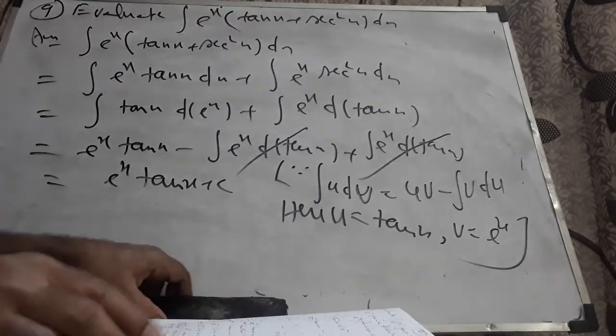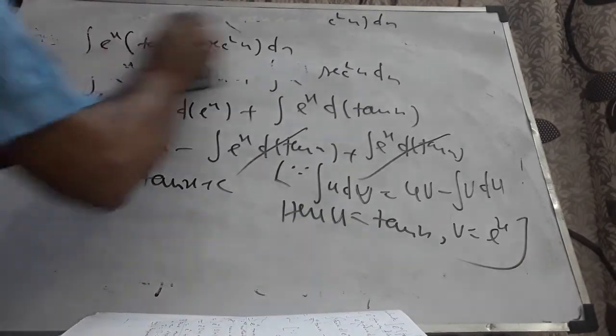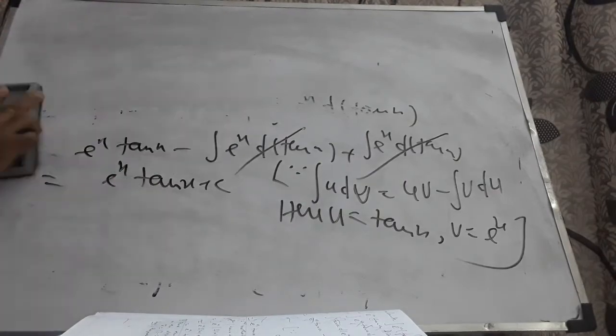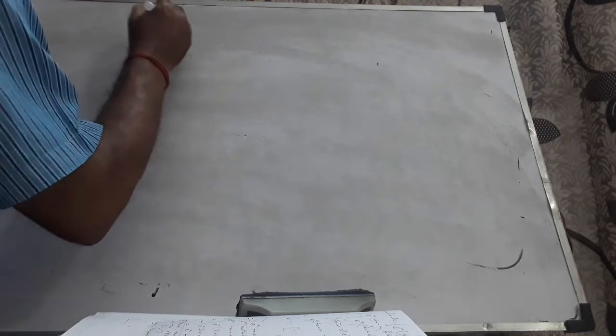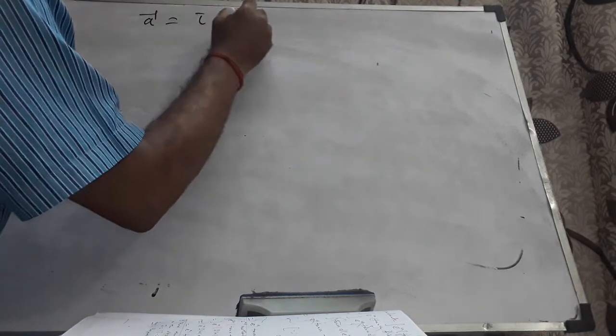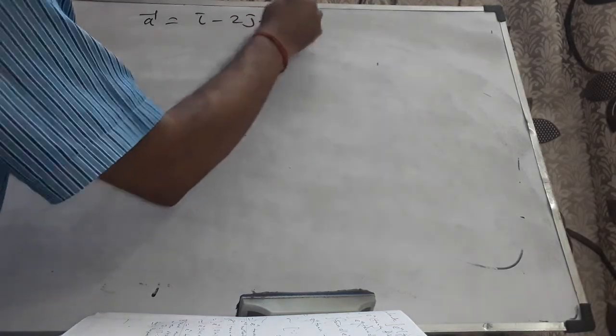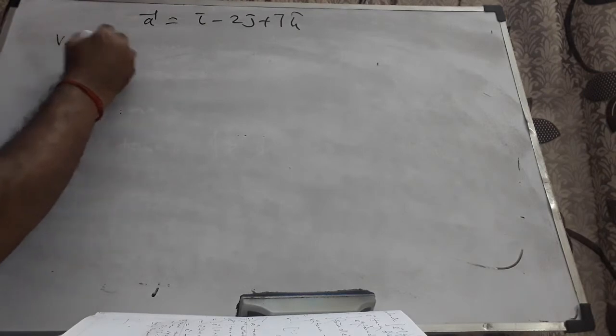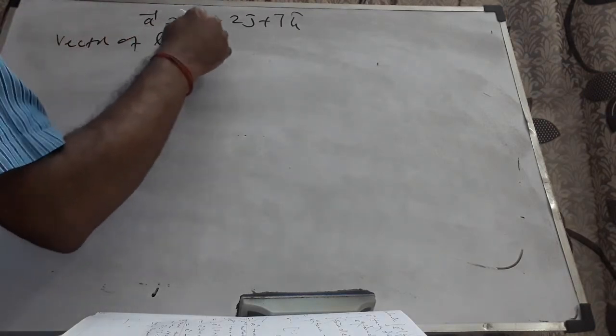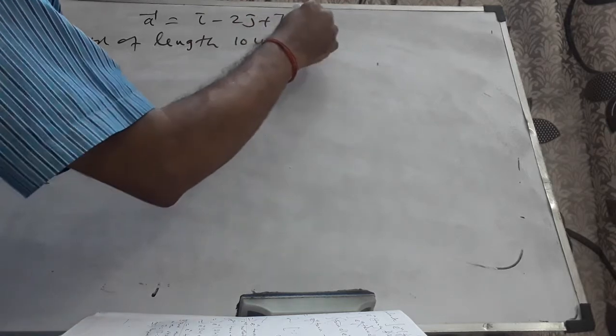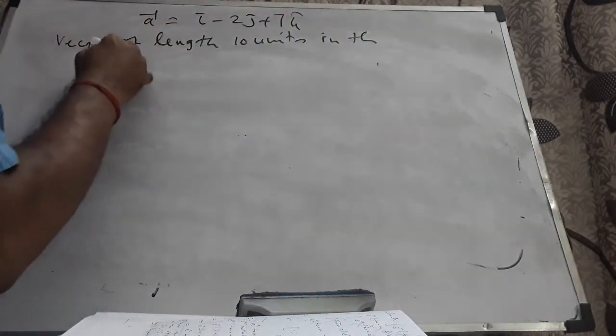Okay, then question number 10. I will just do question number 10. Just listen carefully. Question number 10 goes like this. Okay, find a vector of length 10 units in the opposite direction of A vector is equal to i minus 2j plus 7k.